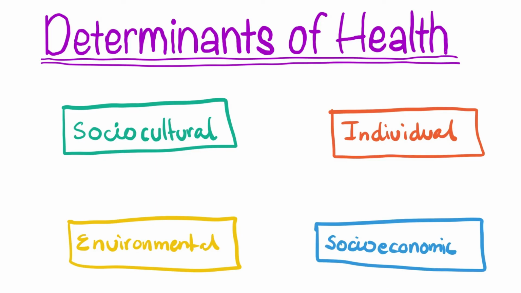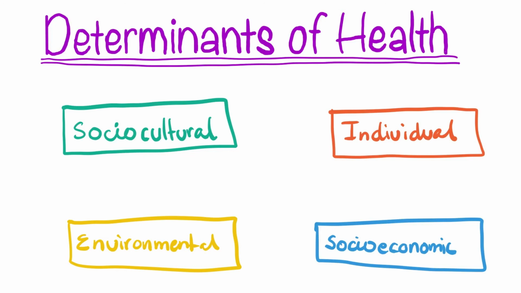Now, we've just had a look at the individual determinants of health here. Remembering that when you talk about things that can determine an individual's health or determine the health of a population, there obviously are those individual determinants. When we look at individual, we look at knowledge and skills, attitude and genetics. But we also have the sociocultural, the socioeconomic, and the environmental determinants. These will be looked at in other lessons in the series.